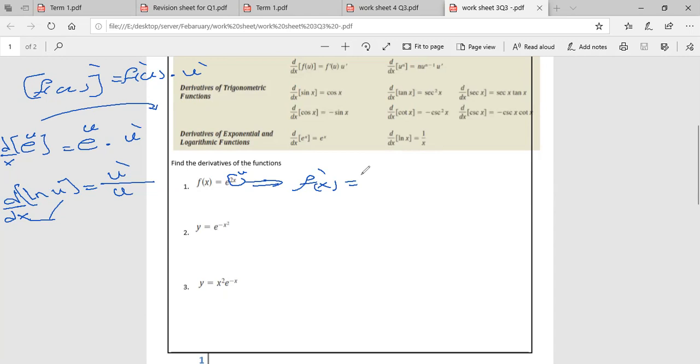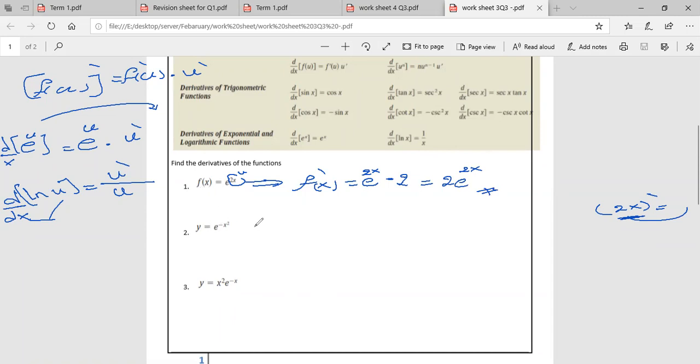The exponent 2x. So the derivative will be e of u, which is 2x, multiplied by the derivative of u. What is the derivative of 2x? The derivative of any linear term will be its coefficient, which is 2. Yes, Karim. Do you have any question? Okay, that is the derivative of the given function.